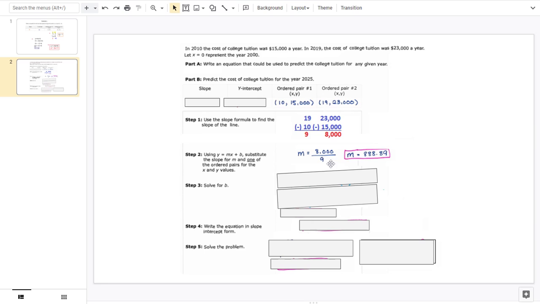And when we divide that to reduce it, we find out that our slope is $888.89. Okay, so that was our rate of change for our slope. Now we're going to use our slope and one of these points to figure out what our b is, what our y-intercept is. Okay, so when we do that, we have y equals mx plus b. So we put everything in here.